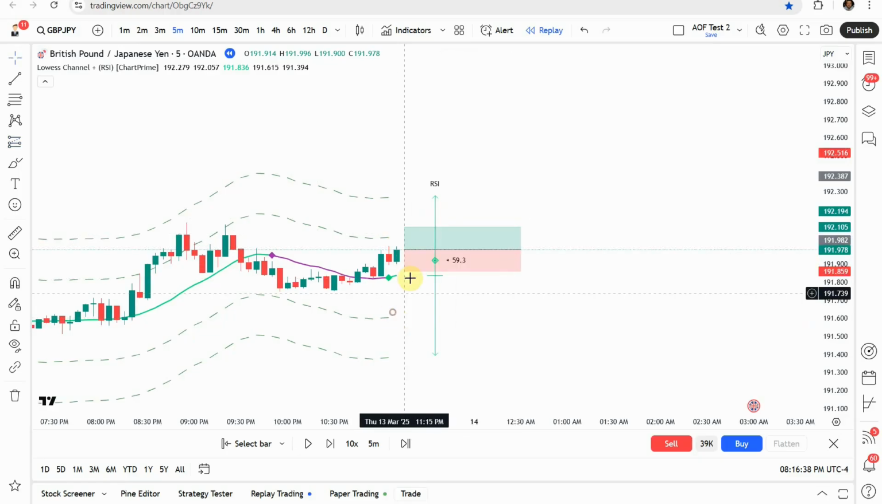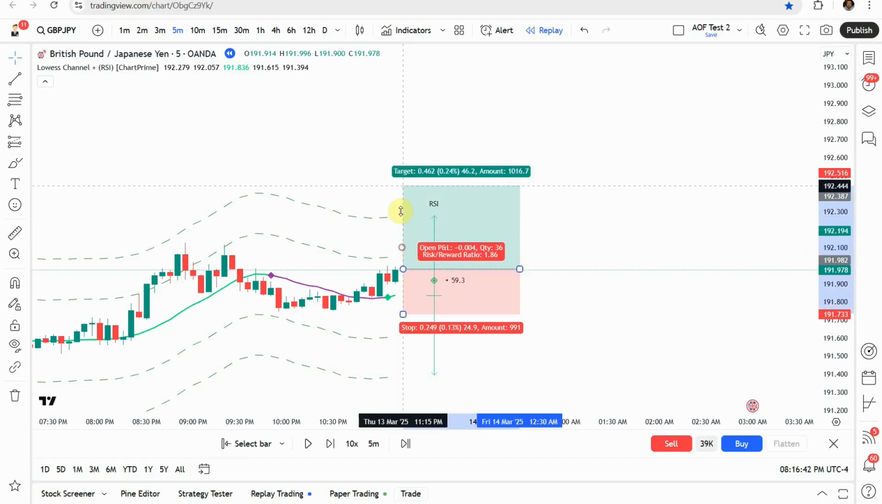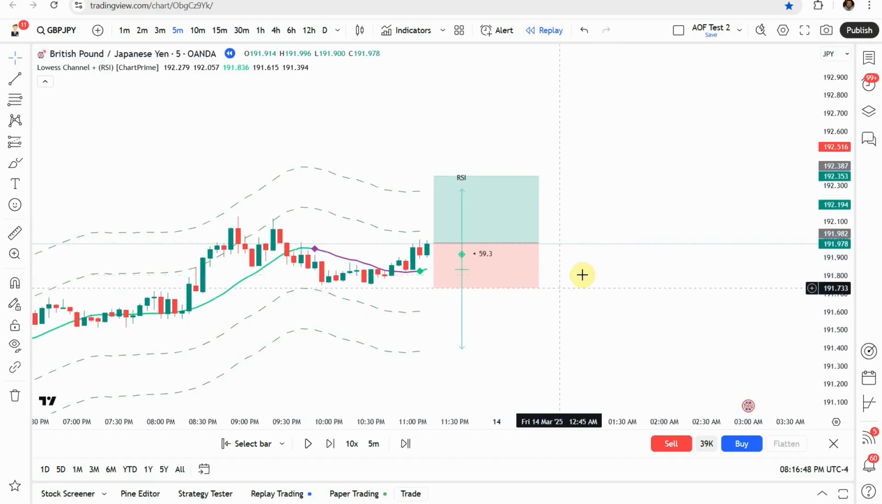We'll put our trade right here. We're going to put our stop just right below this pivot area here. And we're going to target the same 1 to 1.5 risk reward, just like before. Right about there. Let's go ahead and play this one forward and see how it plays out.